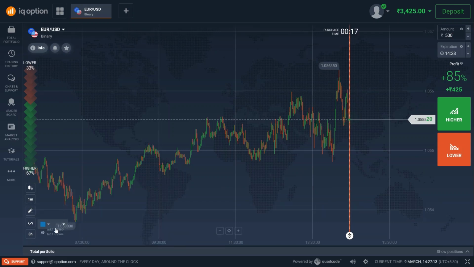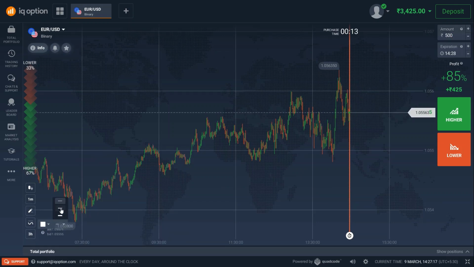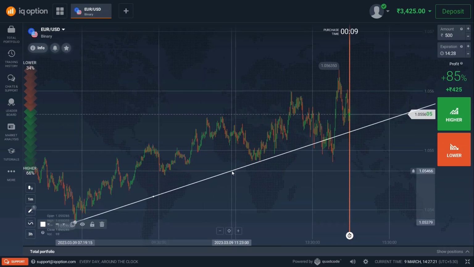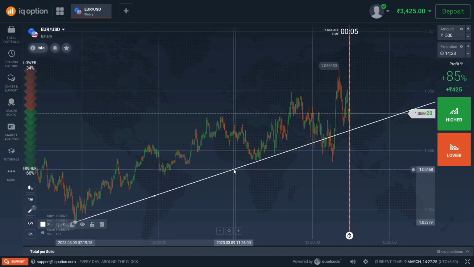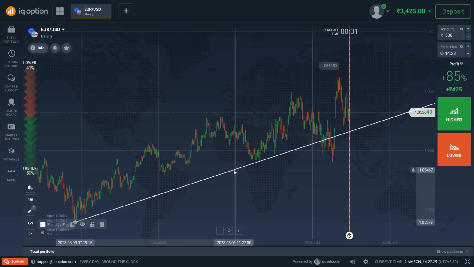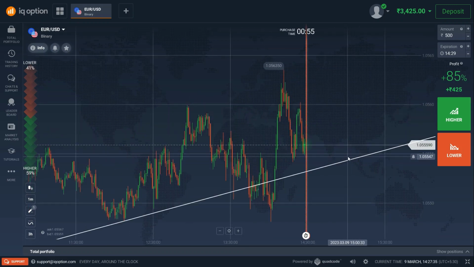So I'll start off with the trend line. Starting from here, you can go about. The trend has been broken here. You can expect the market to fall down again.